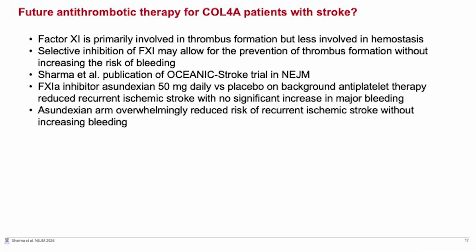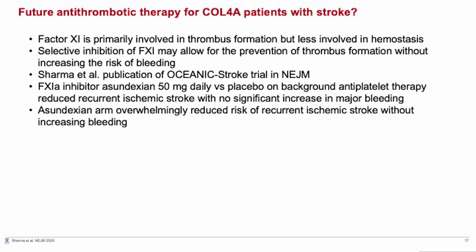So there's a recent trial that was published in the New England Journal and presented at the stroke conference of this factor 11A inhibitor, asundexian, versus placebo. So they took patients who had just had a stroke, who were on some kind of antithrombotic therapy, maybe it was aspirin, maybe it was Plavix, maybe aspirin and Plavix. And on top of their antiplatelet therapy, they added this drug or a placebo.